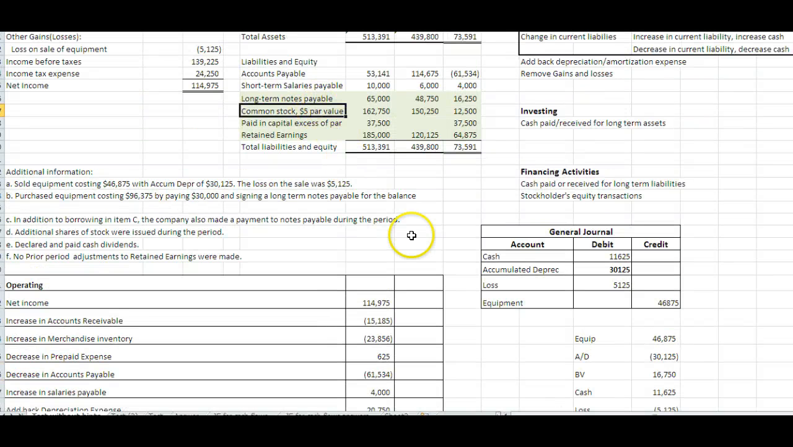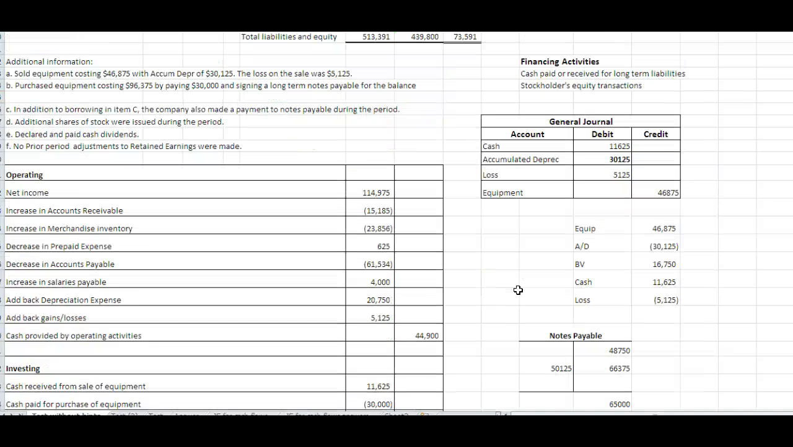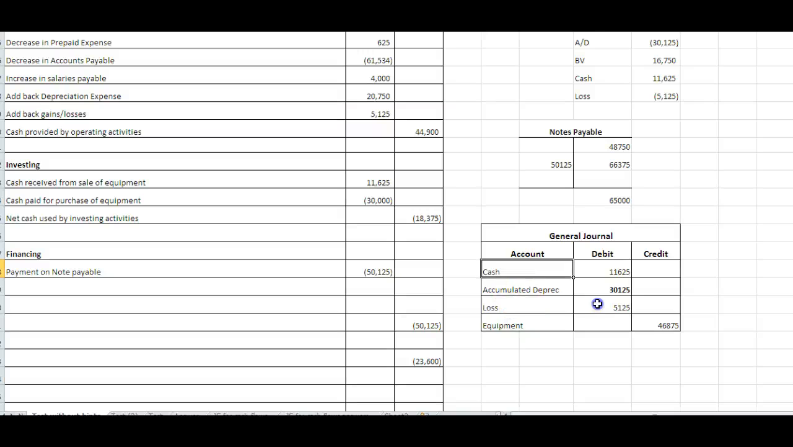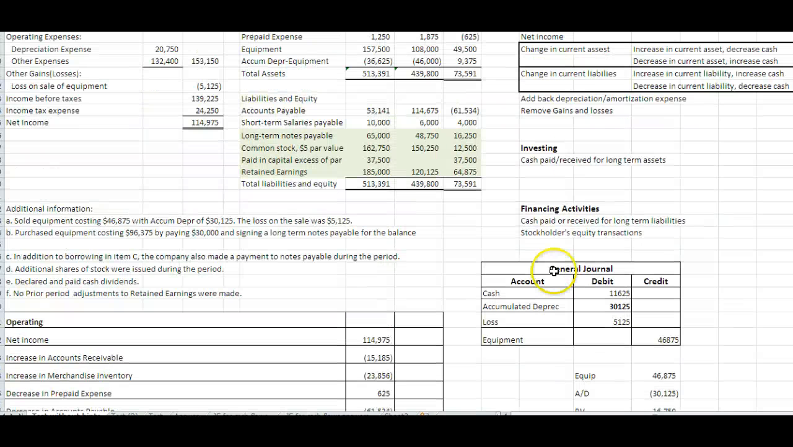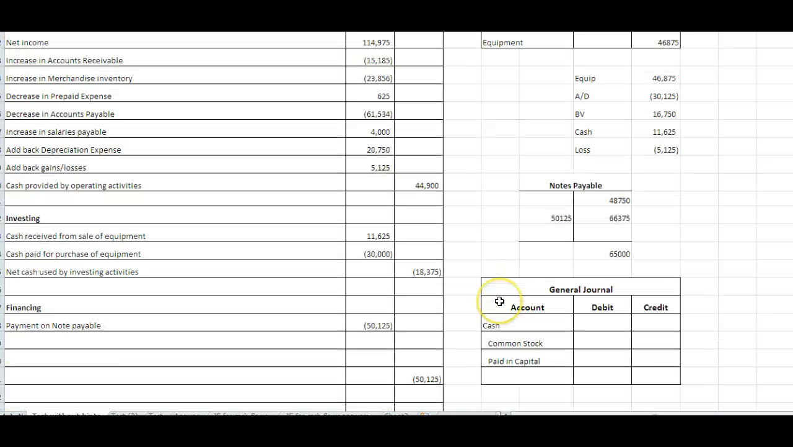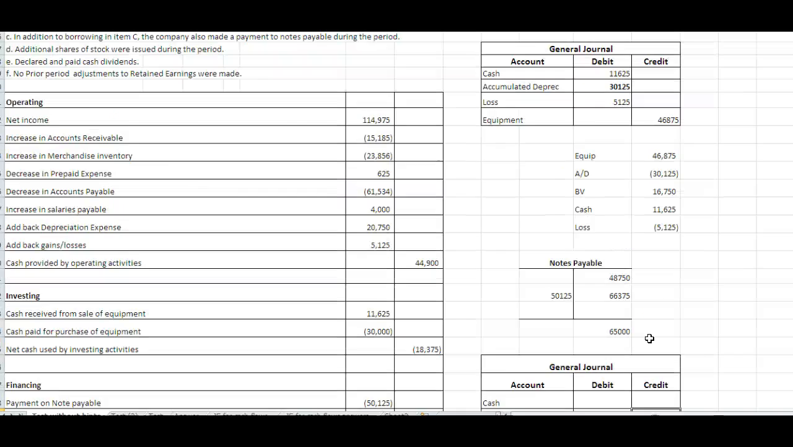Alright, and then next I'm going to look at my common stock. Basically, common stock journal entries look like this. You have cash, and then you write down common stock at par value, and then everything above par goes to paid in capital in excess of par. So looking at this, if common stock went up by $12,500 and the paid in capital went up by $37,500, then that must mean that this journal entry happened.